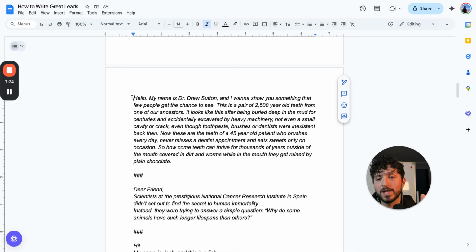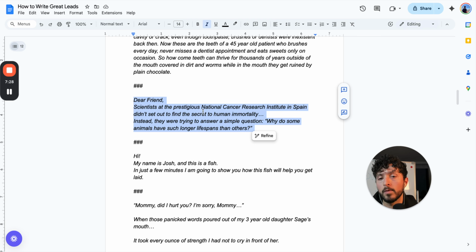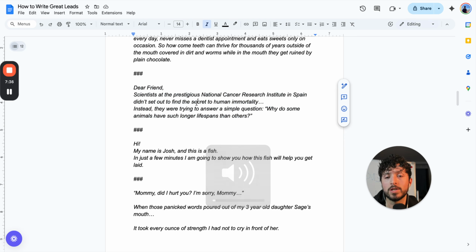Okay, so that's something that's just going to get people hooked right away. It's very concrete, a good paradoxical question. Here's another one. Scientists at the prestigious National Cancer Research Institute in Spain didn't set out to find the secret to human immortality. Instead, they were trying to answer the simple question: why do some animals have longer lifespans than others? Okay, so that's an example of an opening from my mentor, Stephen Georgi. Again, a paradoxical question opening.